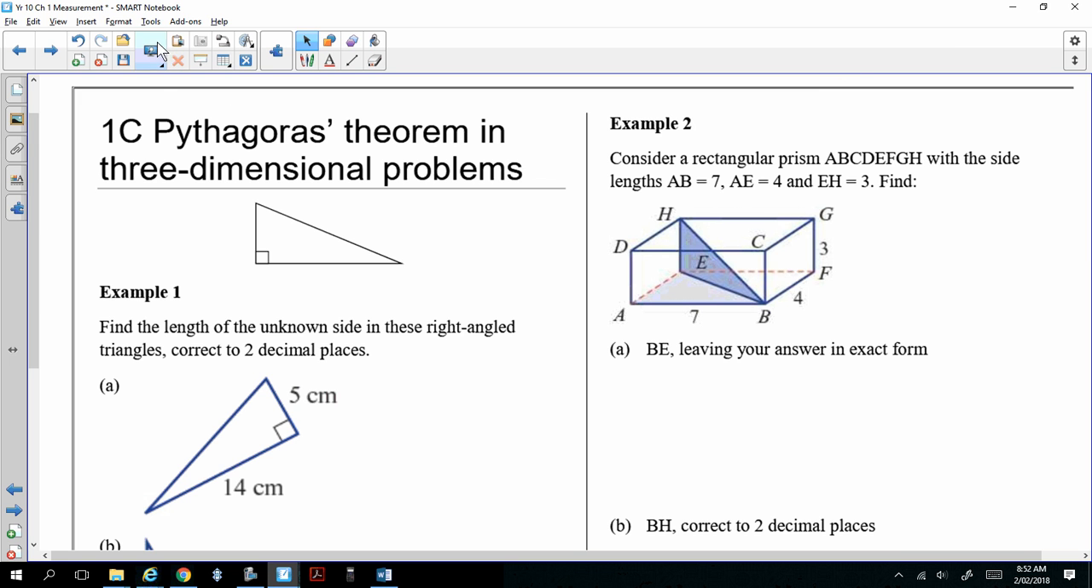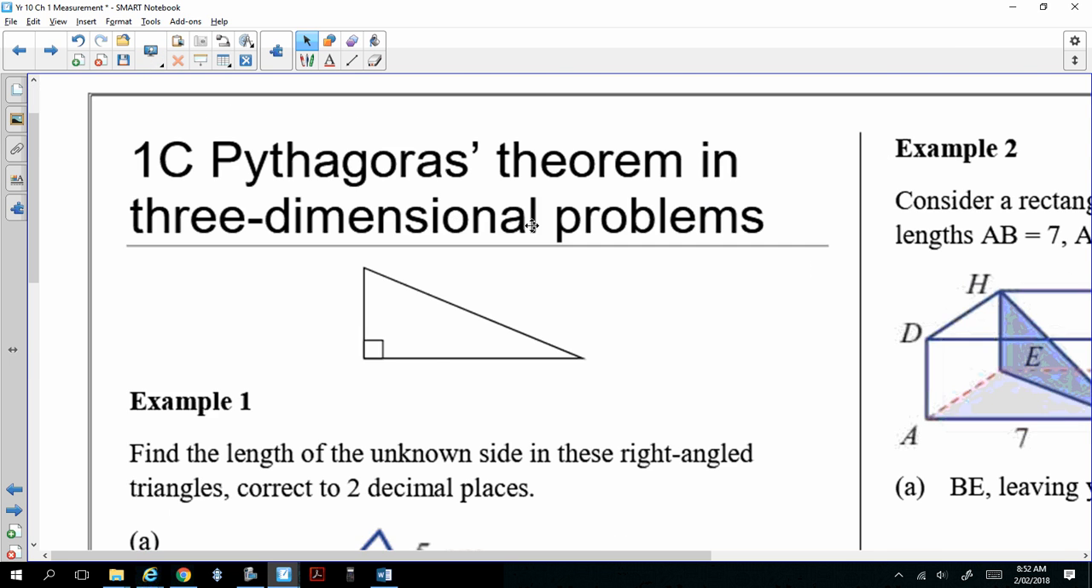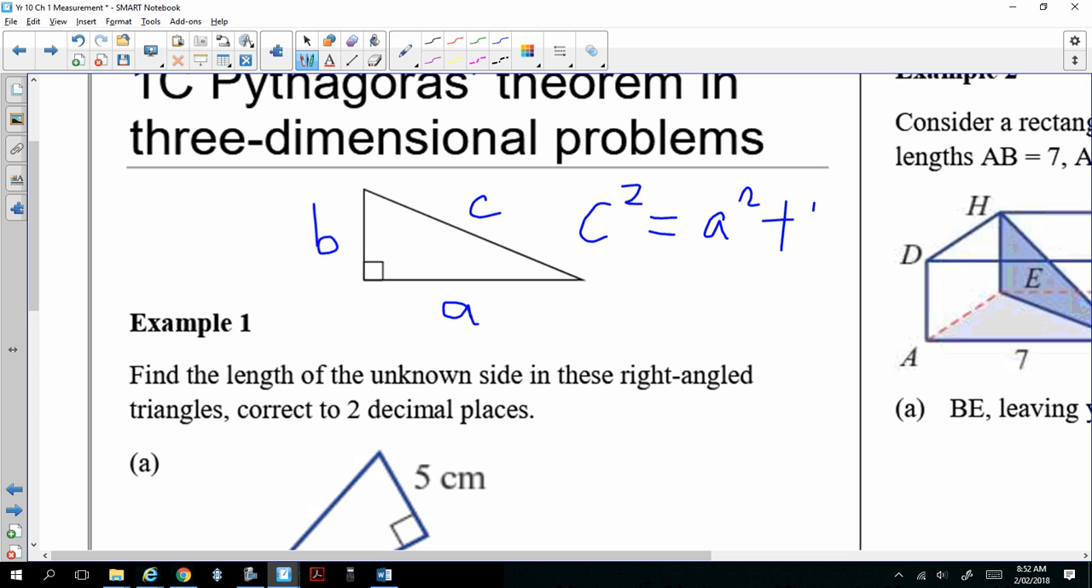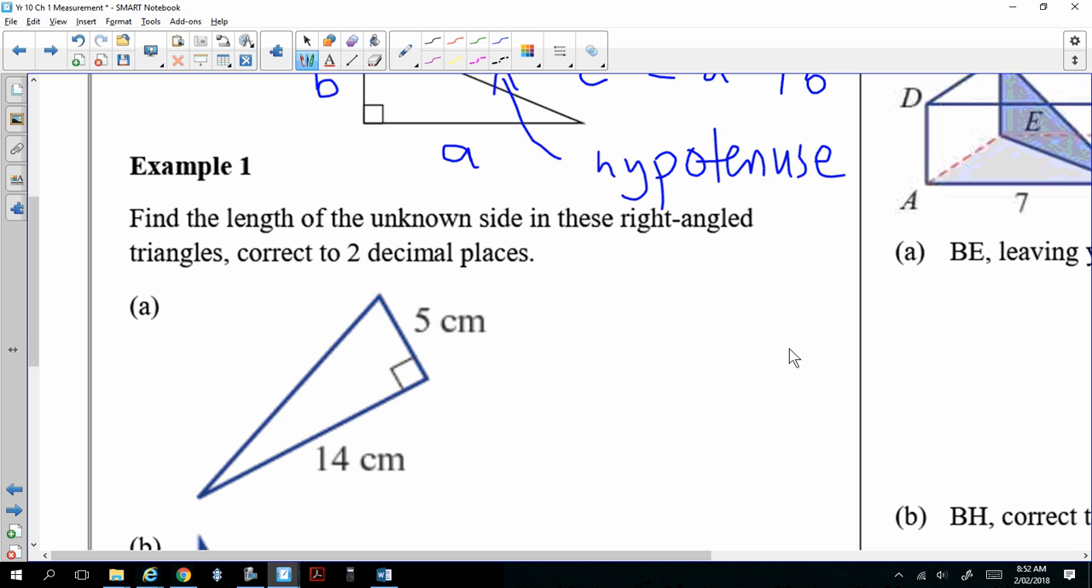Okay, so today we'll do Pythagoras theorem, which you've learned already since year 8. So you have the sides A, B, and C, and the Pythagoras theorem says that if you square the hypotenuse, it is the sum of the squares of the other two sides. So this C is called the hypotenuse. We can use this rule to work out the unknown side.